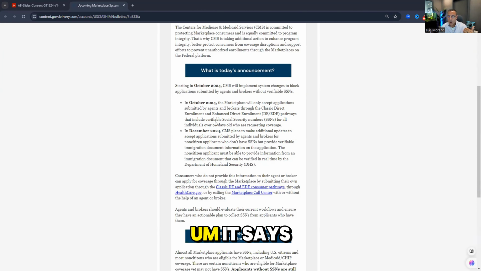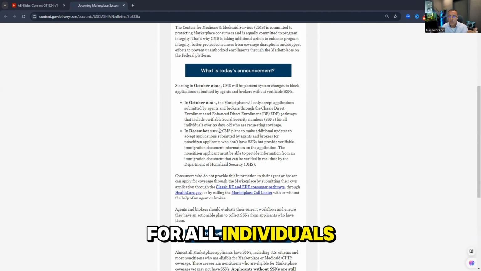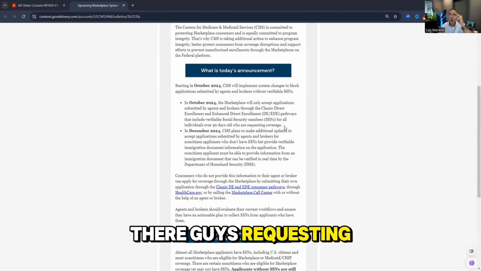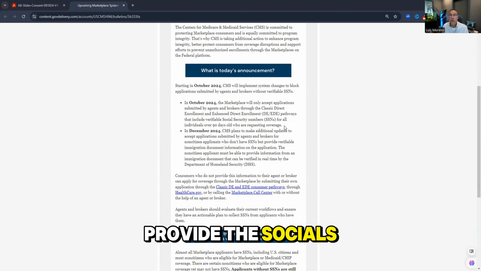It says here that applications must include verifiable socials for all individuals over 90 days old who are requesting coverage. That's the key there, guys: requesting coverage. So if you have mom, dad, and 2 kids, and maybe the kids have CHIP, or maybe it's a blended family and the other parent is insuring the kids, and you're not insuring the kids, you don't need the socials. No big deal. But if you're going to insure the kids, or mom and dad, or whomever, you need to provide the socials, and just reiterate that to the client. Look, I used to tell them, hey, I can't submit this without a social.